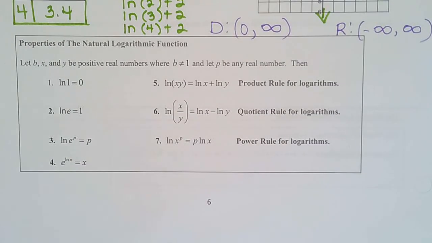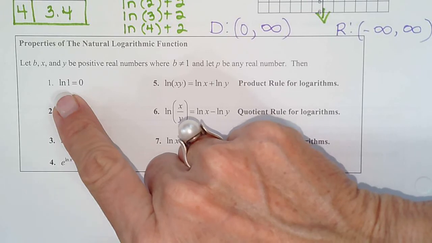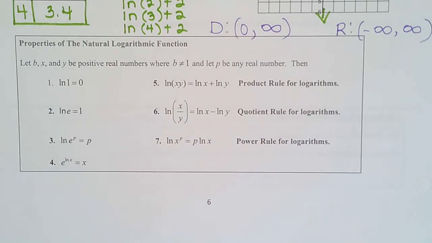So you're not learning anything new in this next part of this section. You're just learning that no matter what the base of the log is, whether it's base 10 or base 6, or in this case base e, all the same rules and properties apply.